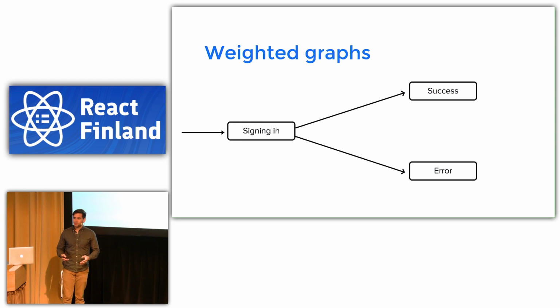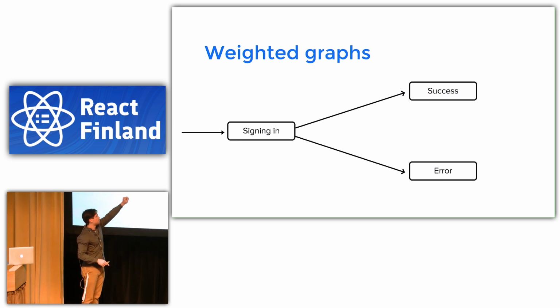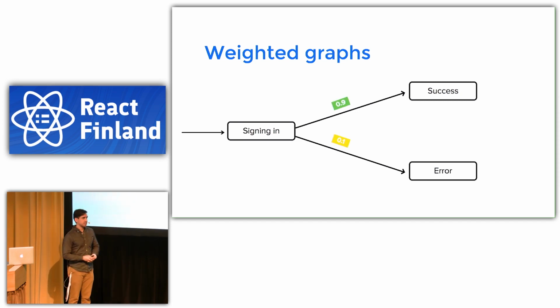So the first concept to understand when it comes to all this is weighted graphs. Let's say that we have part of a state machine, and we have a signing in state, and two things can happen, either a success or an error. So we could collect analytics on these two transitions, whether it goes from signing in to success or signing in to error, and determine the rate of each one of these. And so these are called edge weights. And so this makes a weighted graph.